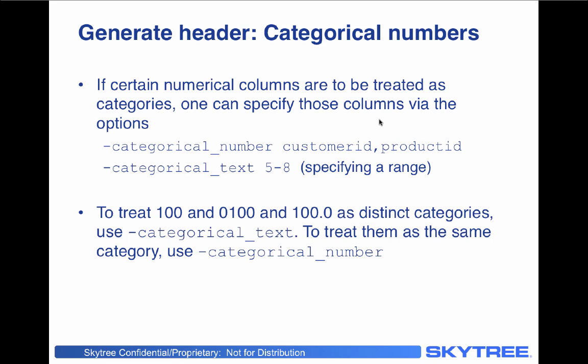If we want to treat something like 100 and 100 preceded by a 0 or 100.0 as distinct categories, then we use the categorical text option and specify the column that we want to treat as categorical text. If you want to treat these three options as the same category, then we would specify the categorical number option by giving either the name or the index of that particular column.